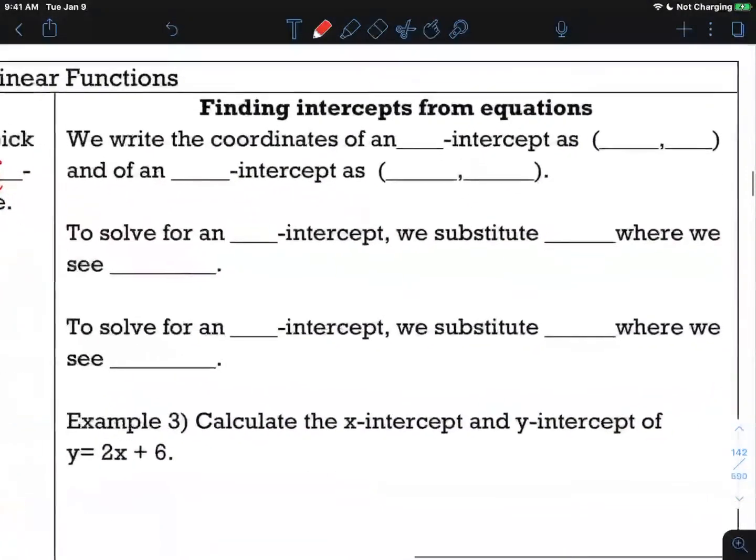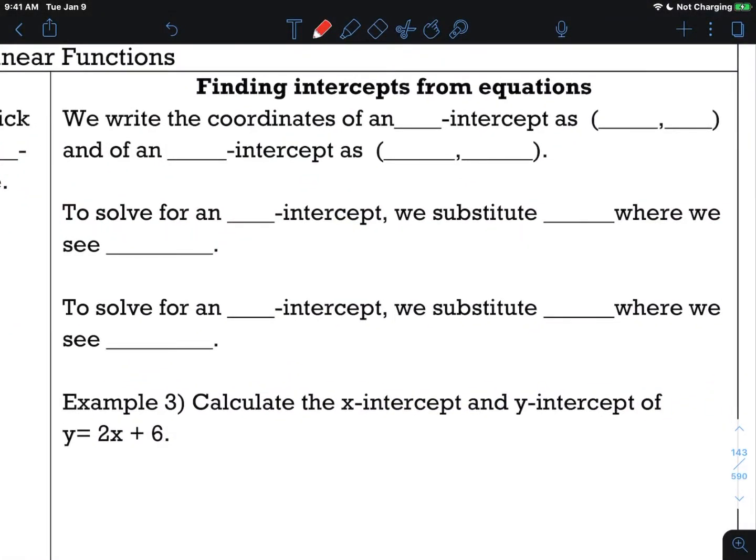So let's continue on with our notes. So we write coordinates of an x-intercept as (x-intercept, 0). And I like to write it as x sub i, just simply because it helps me remember. And the y-intercept is written as (0, y-intercept). The reason why I say 0, y-intercept is because if this is a y-intercept, we will never have another number there in that space for an x value besides 0.